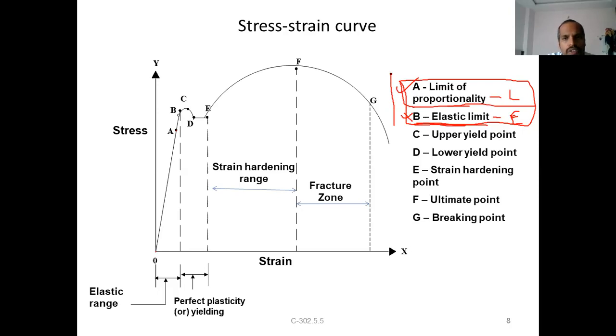That is the importance of your limit of proportionality and elastic limit, right? So what is the limit of proportionality? The stress is proportional to strain up to this point. Then what is the elastic limit? Elastic limit means if you remove the load, the body regains its original shape. That is important up to this point, not beyond this point. Up to this point, it will regain its original shape, right?